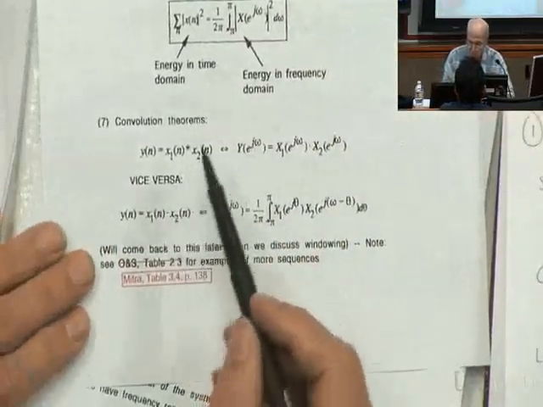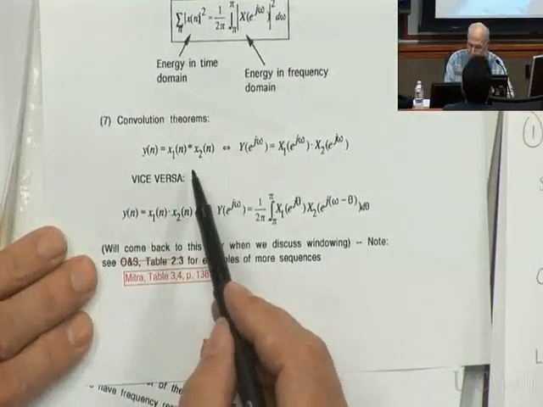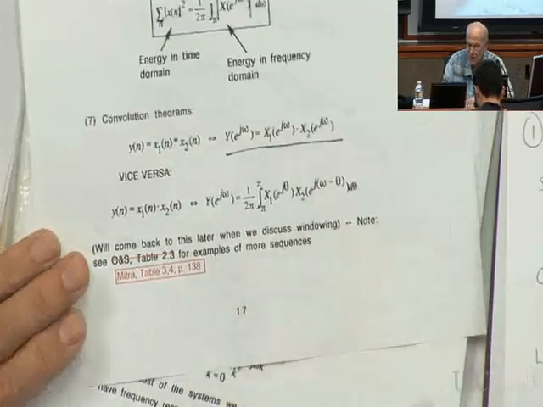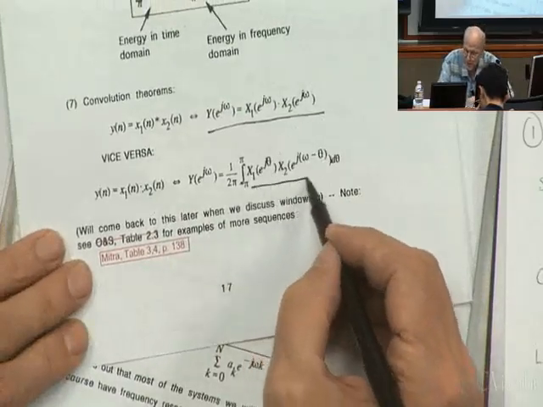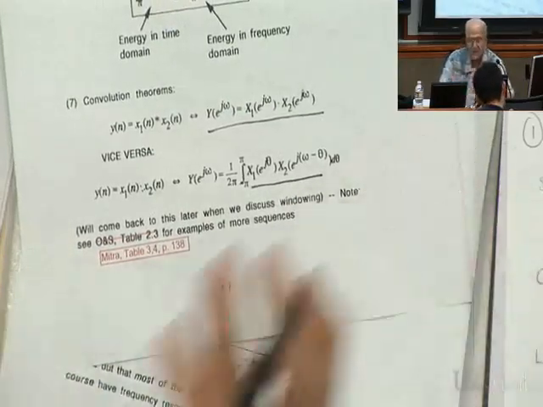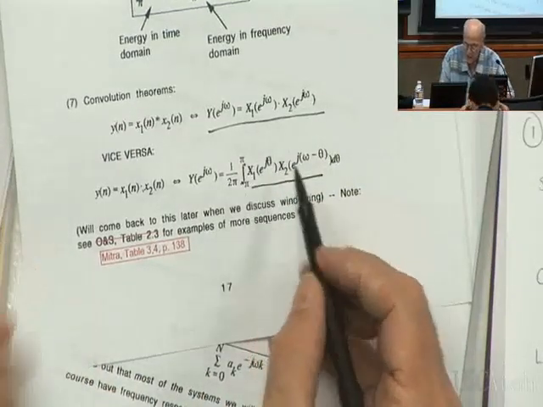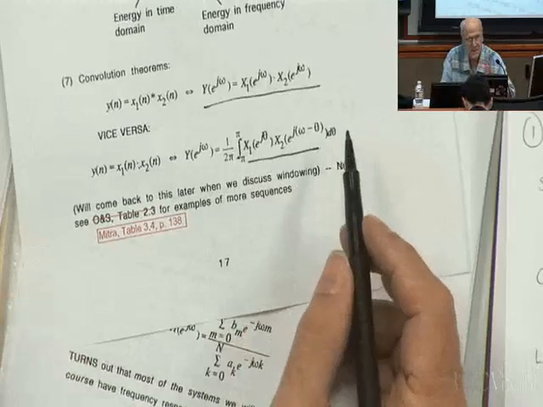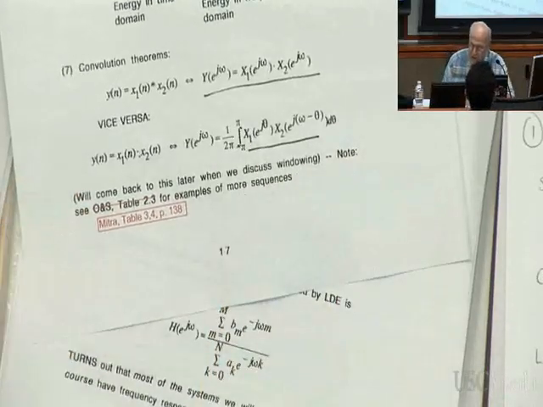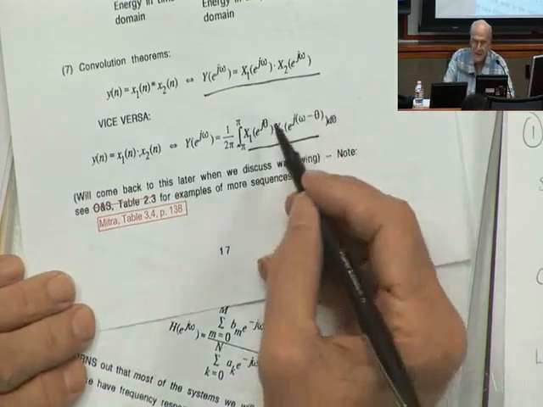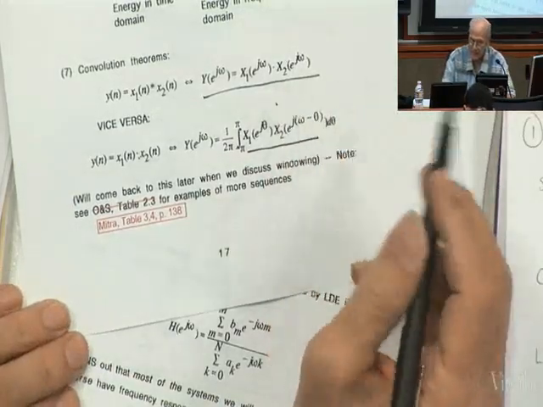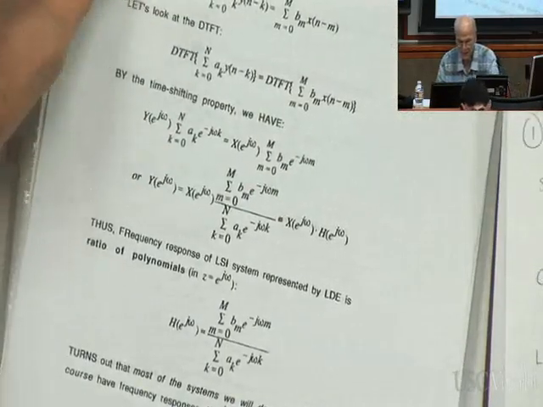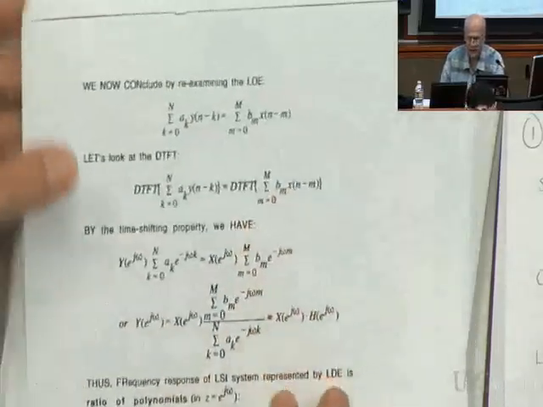We've already discussed the convolution theorem. If you have a convolution in the time domain, that gives rise to a product in the frequency domain. Vice versa, if you have a product in the time domain, you end up with a convolution in the frequency domain. So there's a duality. It's just that the convolution in the frequency domain, since these frequencies are continuous, is actually an integral over minus pi to pi. This is a very important property that we will come back to when we discuss windowing and the DFT. So just keep that one in mind. Okay, and then that was pretty much the end of it.